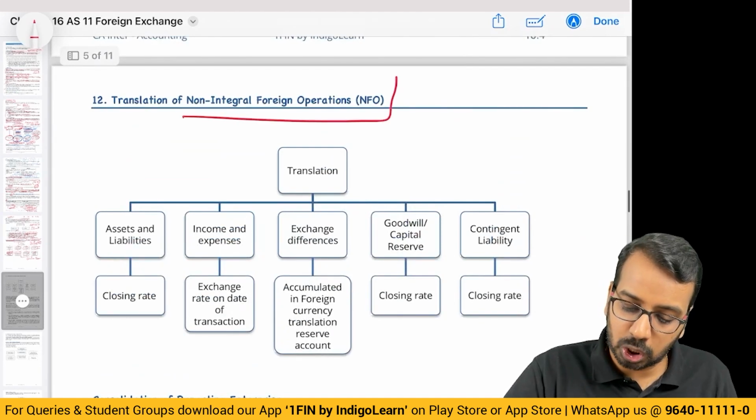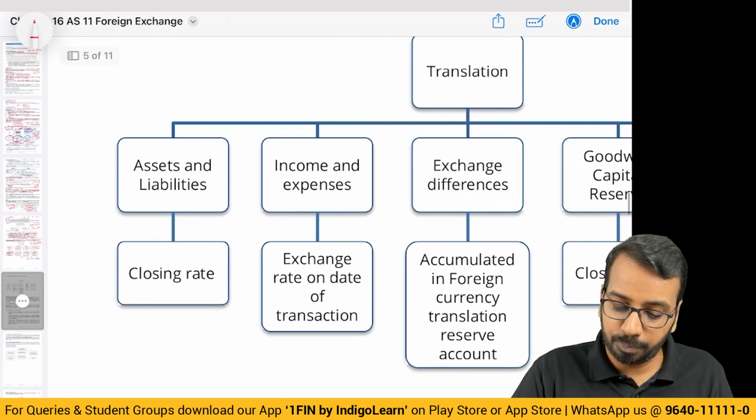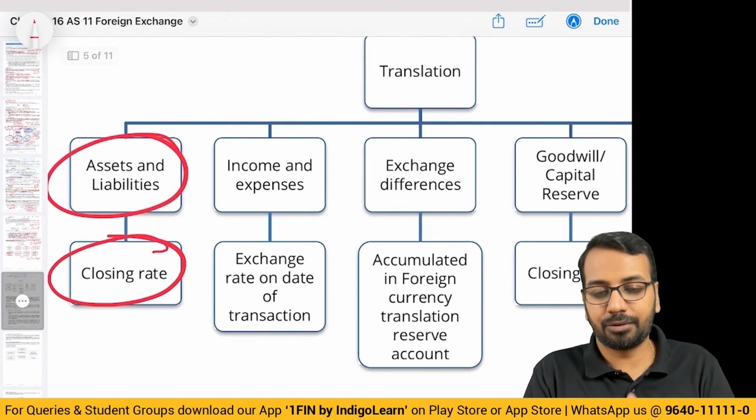Then if it is a non-integral foreign operation, it is slightly different. Here you have to remember a lot. So the balance sheet items, assets and liabilities, use the closing rate. Equity of course remains as it is.